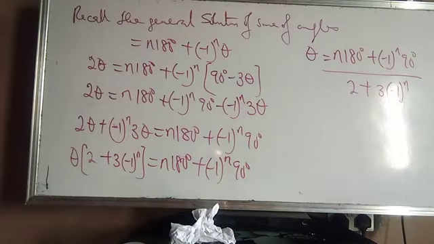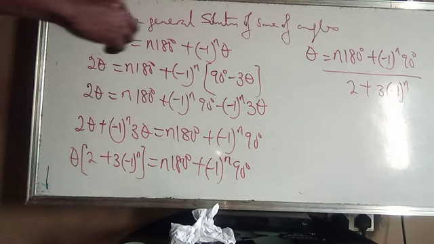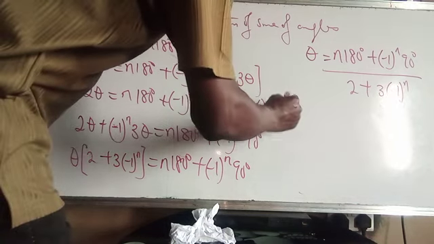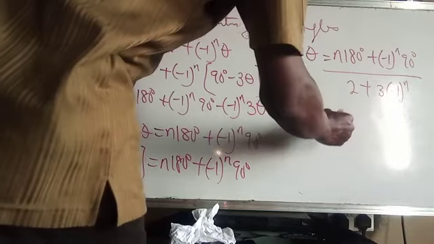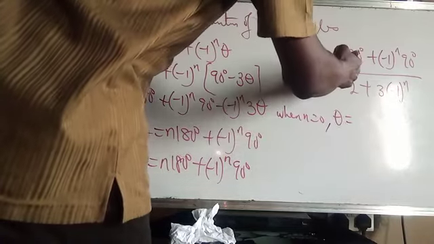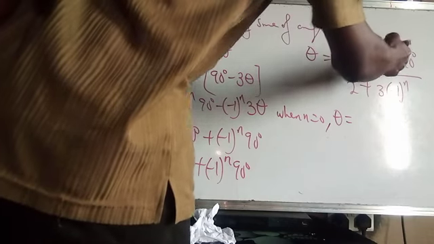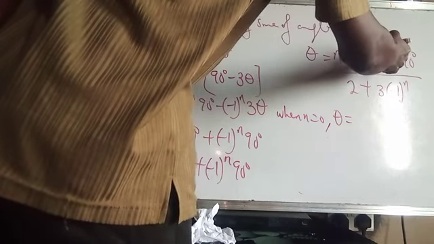So what we now need to do is to find the values of theta when n is equal to 0. We start with n equal to 0. Pick it up there. So theta will be, this will be 0 because 0 times 180 is 0. This will be 1, because minus 1 raised to power 0 is 1.